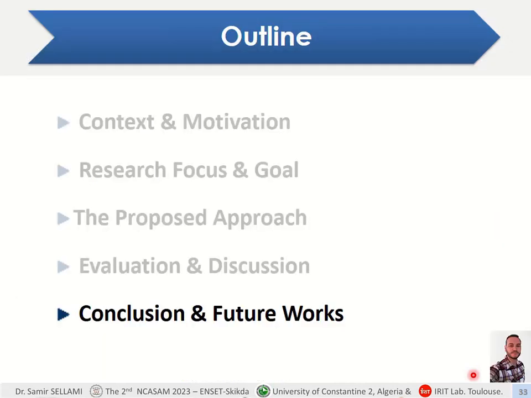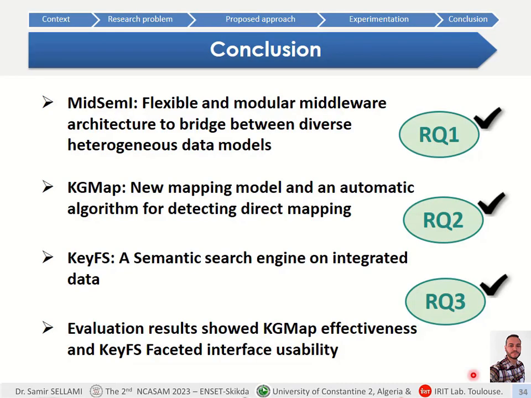That brings me to the last part of our presentation. In summary, we proposed first NCASAM, a flexible and modular middleware architecture to bridge between diverse heterogeneous data models. Then we presented a new mapping model and an automatic algorithm for detecting direct mapping pairs, which is the KGMap model. After, we explained the KFS process, a semantic search engine for query writing and exploration of integrated data. And finally, the evaluation results showed the KGMap effectiveness and the KFS faceted interface usability.